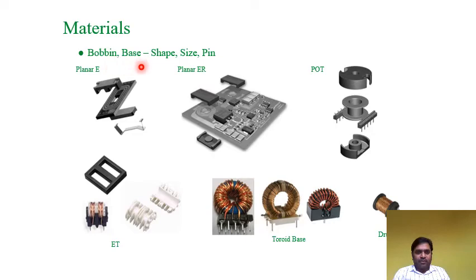Next is the bobbin base. For the bobbin base, we use different kinds of bases in the different kinds of magnetic components. So you can see here this is a toroid base, a drum base, and then here it is for ET core and pot core. Different bases are available with the bobbin manufacturer, and then they can suggest the best design for one particular core.